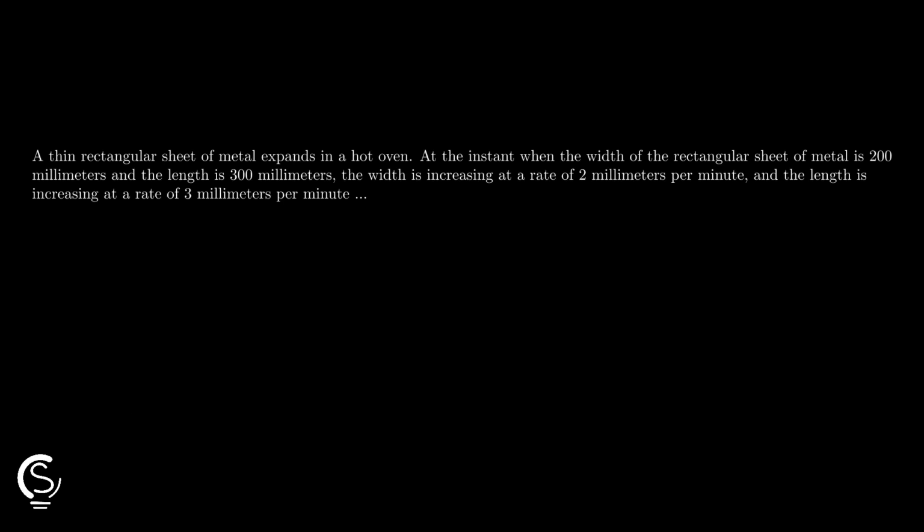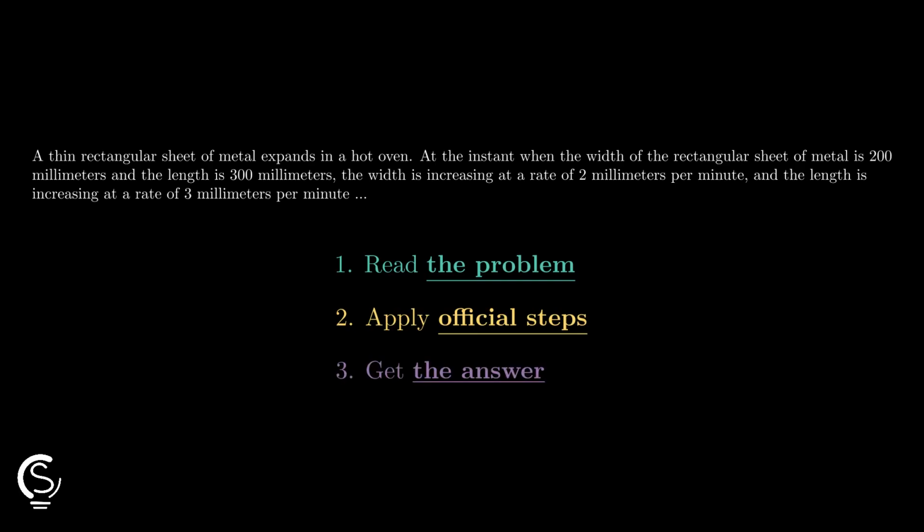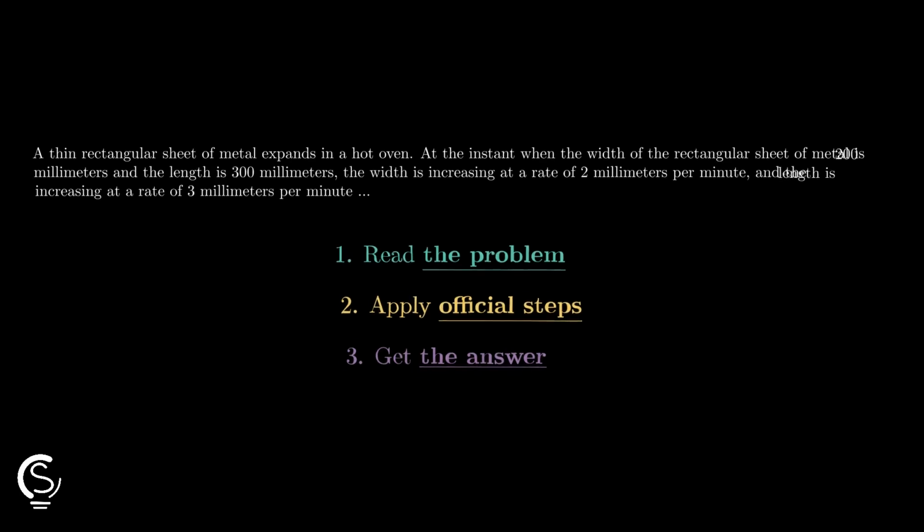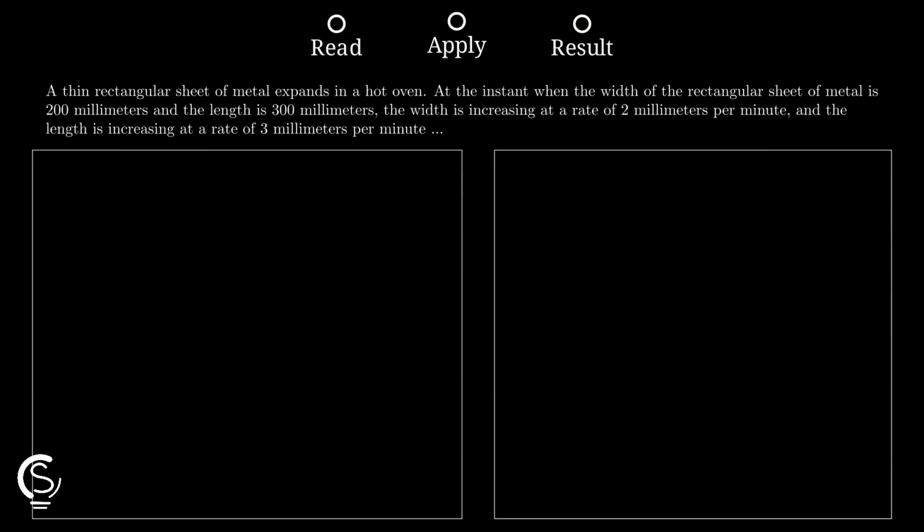Finding the rate of change for this expanding metal sheet is fast. We just apply the product rule to find the answer. First, define area as length times width. Since both dimensions change over time, use the product rule to find the derivative of area with respect to time.